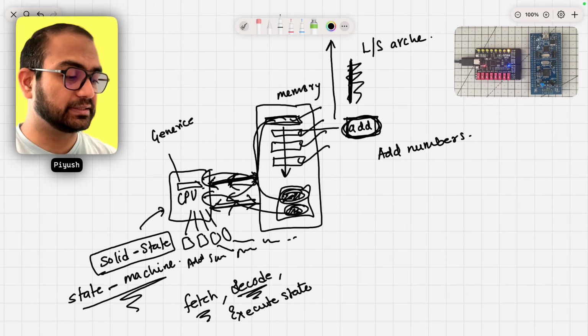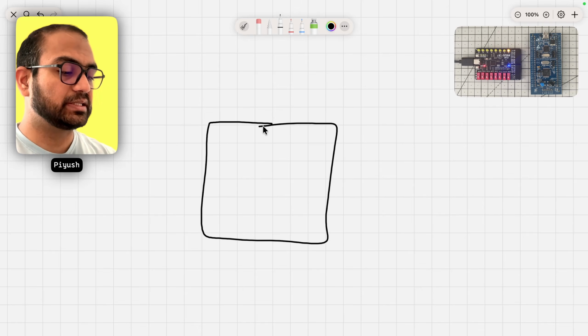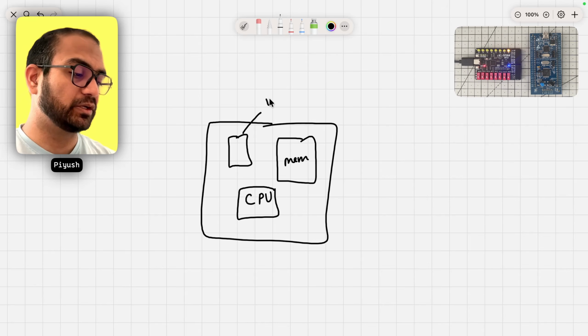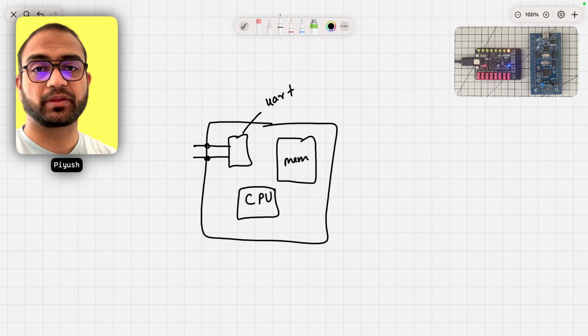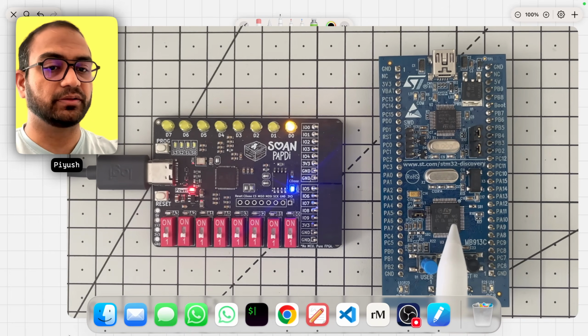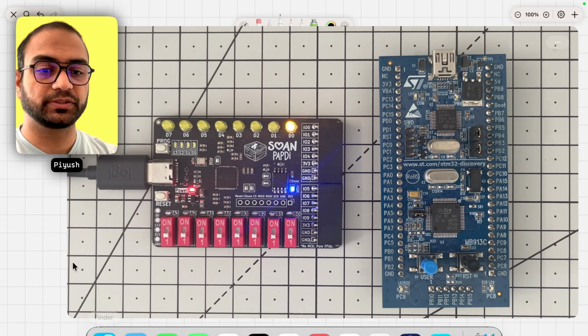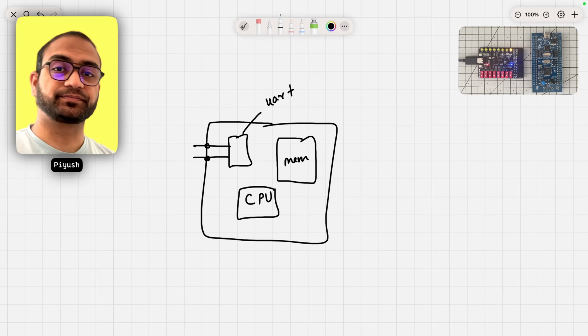Okay, so if that is true, let me give you a real life example. Let's say we have the CPU and we have the memory here, and then there is some peripheral block. So let's say UART. The UART exposes two pins on the actual chip, which in our case, let's say, happens to be this. So somewhere on this chip, there is a UART on one of these pins exposed. And where are we headed with all of this? Just watch.